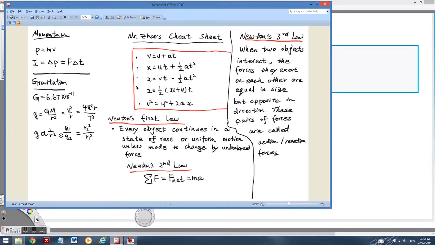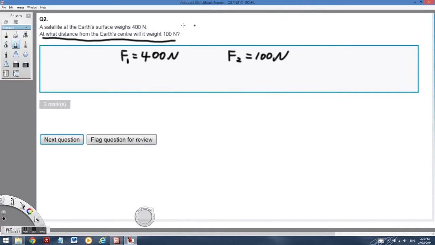Remember the ratio equation, g1, g2, the gravity at one point. Just make a note, this only works for the same planet. In this case, the planet is the same, so we can use that. The ratio between g1 and g2 will be the ratio between R2 squared divided by R1 squared, inversely proportional.